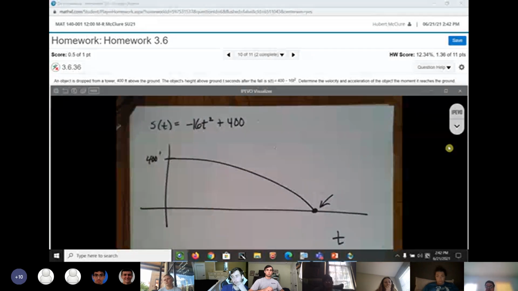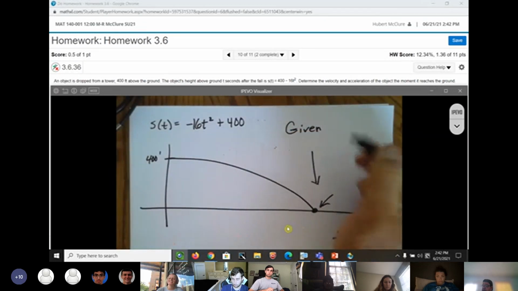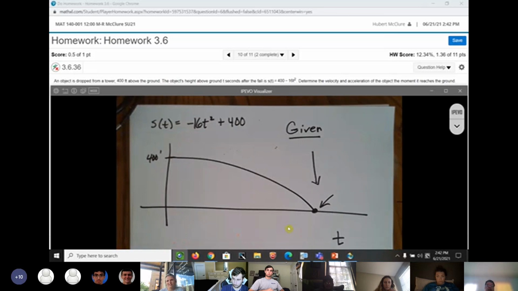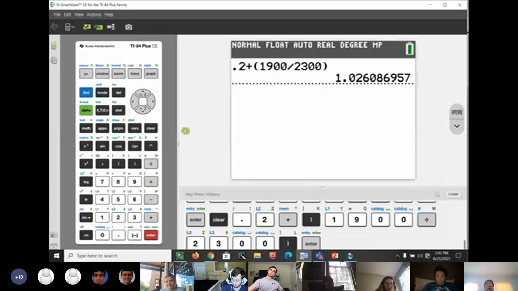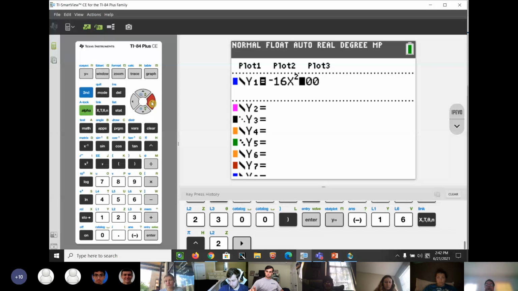So we got to find that point before we even start the problem. So we go to our handy dandy calculator. This is what's given. And this is given also. You just got to find it. So take your handy dandy calculator and go y is equal to negative 16 x squared plus 400. And graph it.